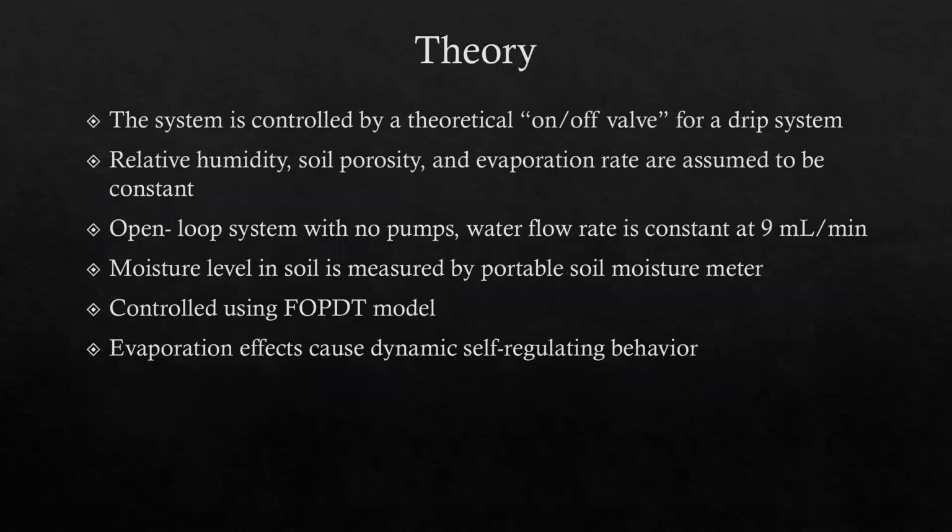Next is the theory. The system is controlled by a theoretical on-off valve. Relative humidity, soil porosity, and evaporation rate are assumed to be constant in this project. We're working with an open loop system that has no pumps. Water flow rate is set constant at 9 milliliters per minute. Moisture level in the soil is measured by a portable soil moisture meter, and controlled using a FOPDT model. Evaporation effects could cause dynamic self-regulating behavior.